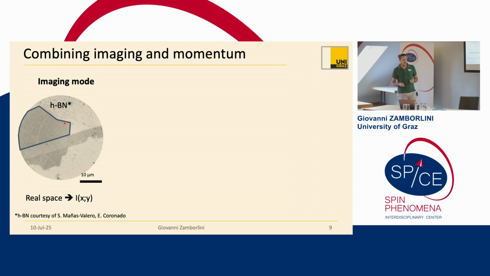And then what you can do is, you have your image and then physically you insert an aperture in your optical column.